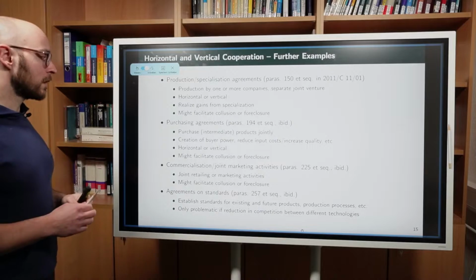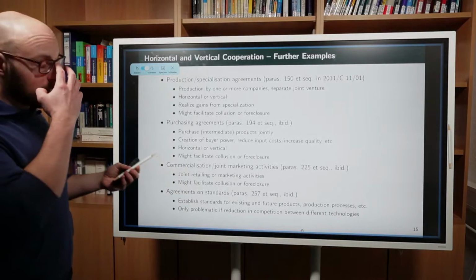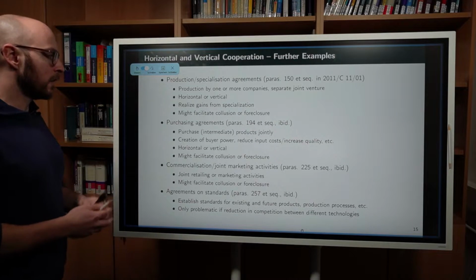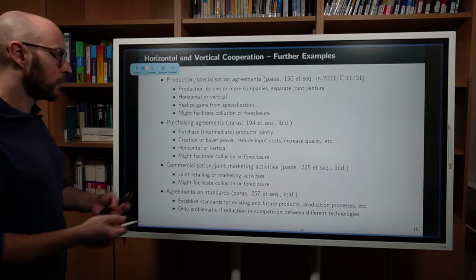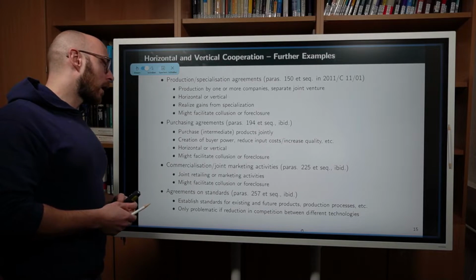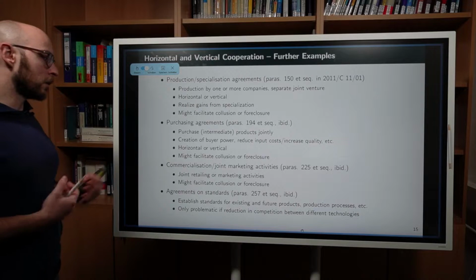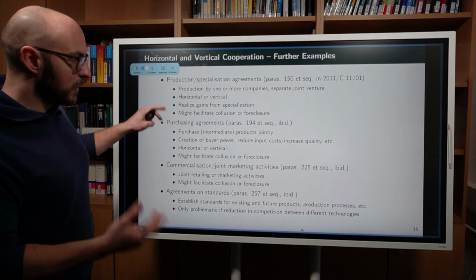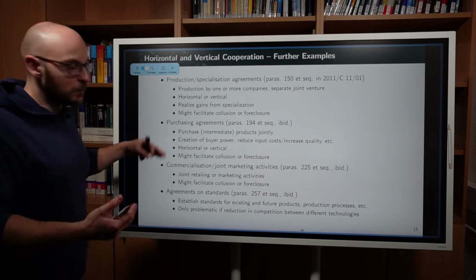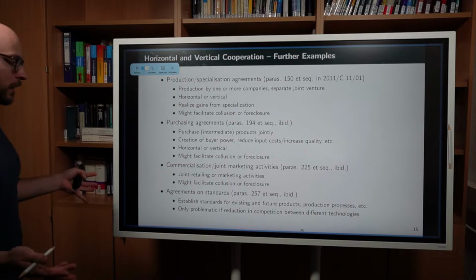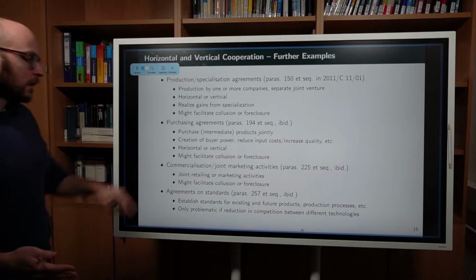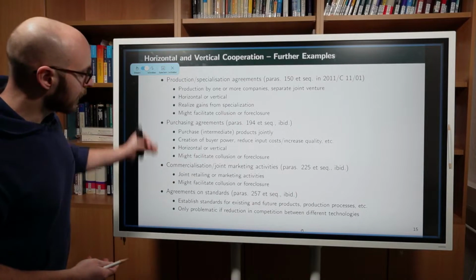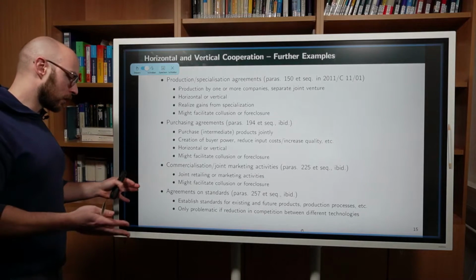We could have purchasing agreements. What this basically means is that the firms, the buyers, form a union, a buyer union, and they just buy jointly, not separately. That could increase their bargaining position, and therefore they could realize lower wholesale prices. And that could be beneficial to consumers. However, again, it might facilitate collusion or create foreclosure aspects. Commercialization and joint marketing agreements, there we just do the marketing for a product jointly, and again we might have collusion here or foreclosure.